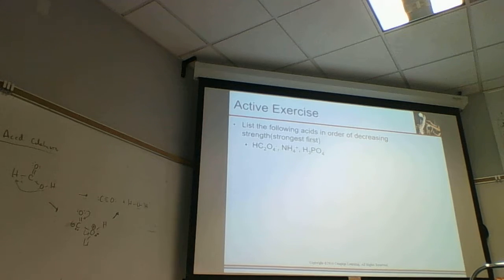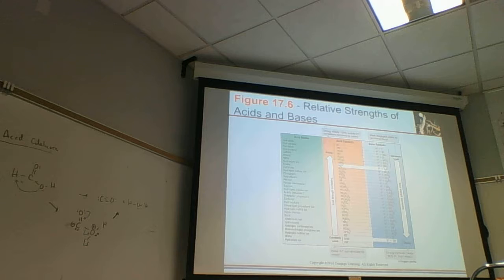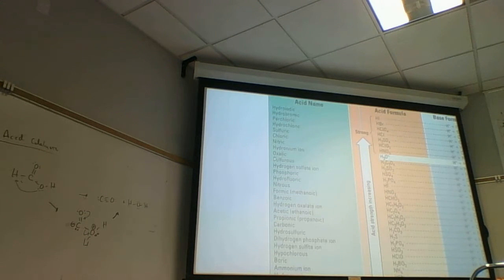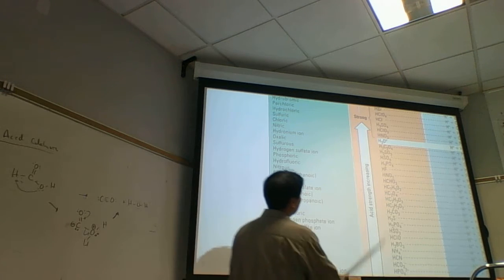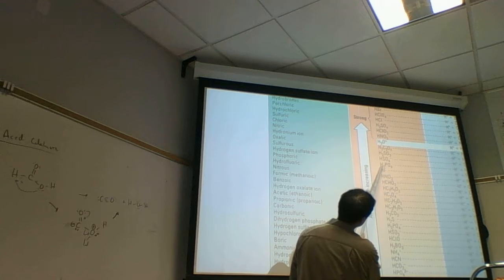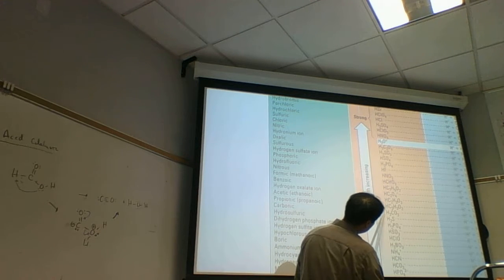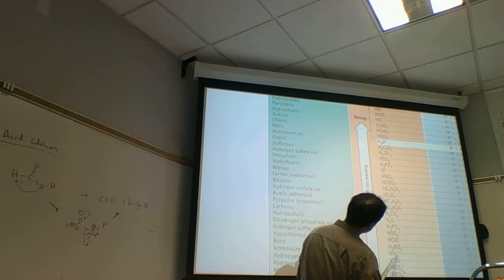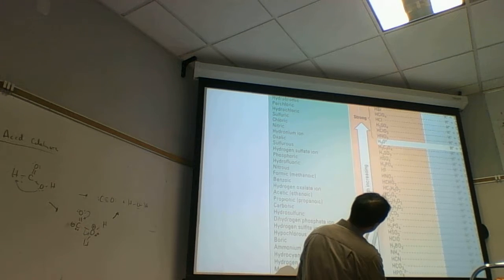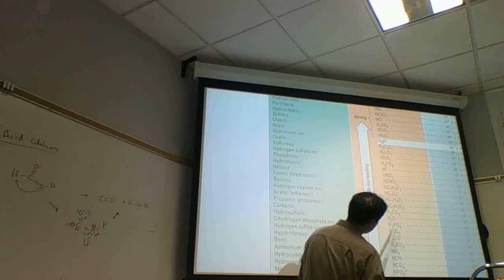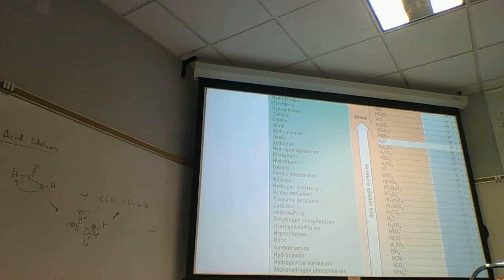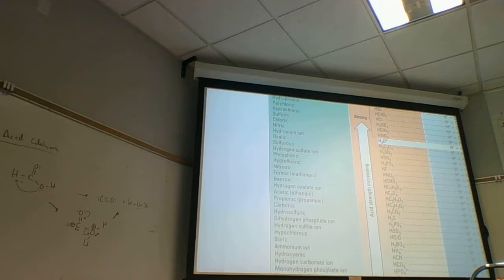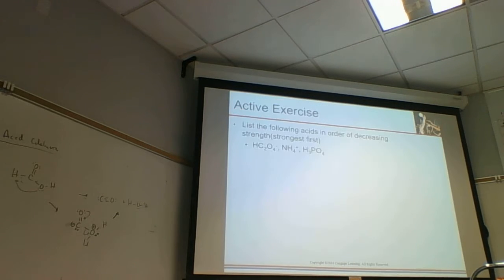Figure 17.6 is this chart here, which is very similar to our chart that we had earlier from chemical reactions. Phosphoric acid's here. Let me just go down the list. Ammonium's here, but hydrogen oxalate's here. And so hydrogen oxalate turns out to be stronger than ammonium. There are structural reasons we want to look into for that, but at this level, we're just going to look at the chart.